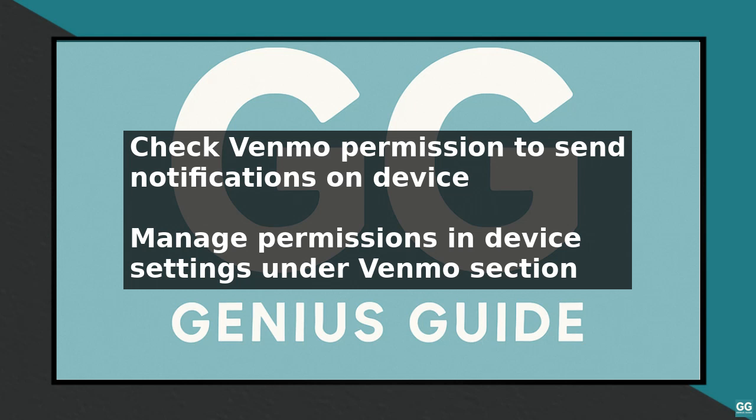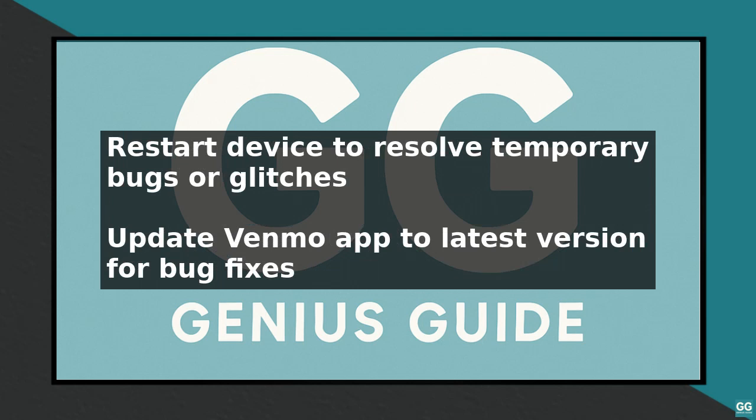Lastly, if none of the above steps resolve the issue, you may want to consider reinstalling the Venmo app. This will remove any corrupted data that might be preventing notifications from working properly. After reinstalling, sign back into your Venmo account and reconfigure your notification settings as needed.